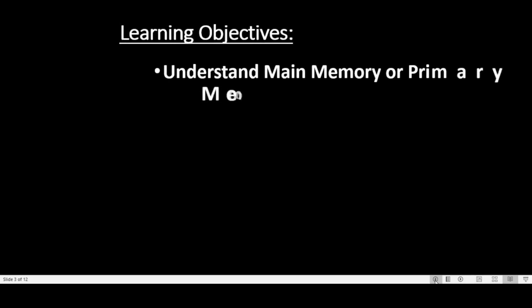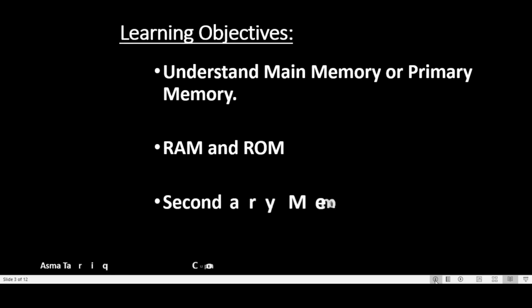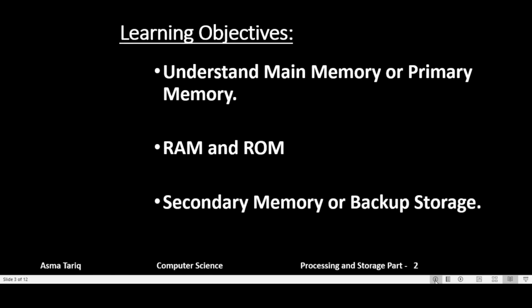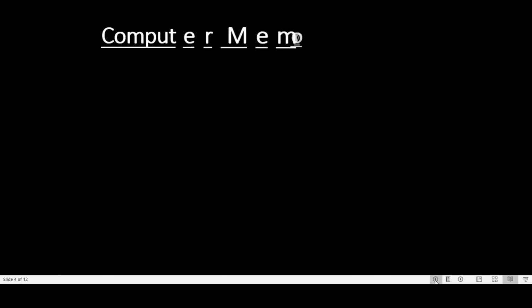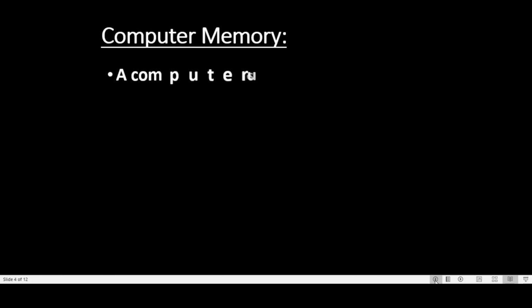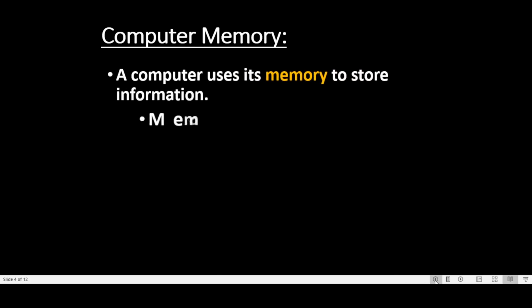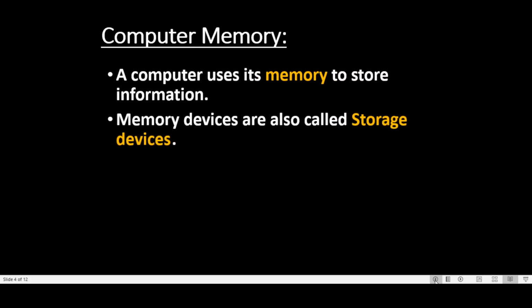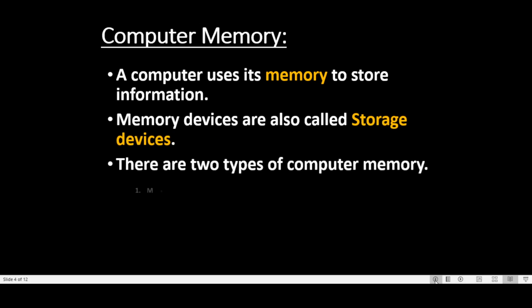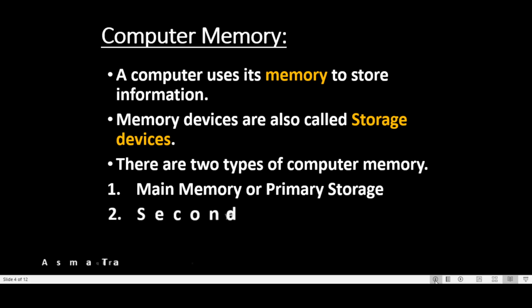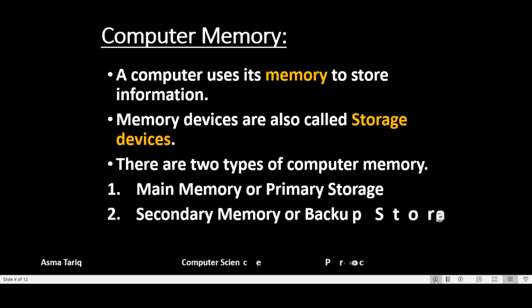The learning objectives are to understand main memory or primary memory, RAM and ROM, and secondary memory or backup storage. Let's see what is computer memory. A computer uses its memory to store data and information. Memory devices are also called storage devices. There are two types of computer memory. Number one is main memory or primary storage. Number two is backup memory or secondary storage.